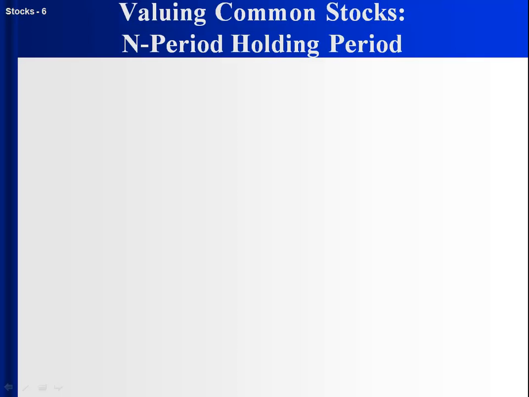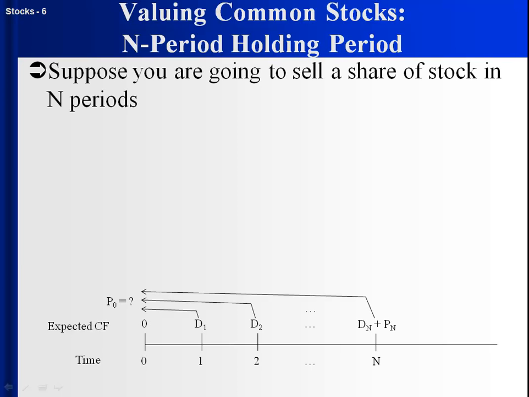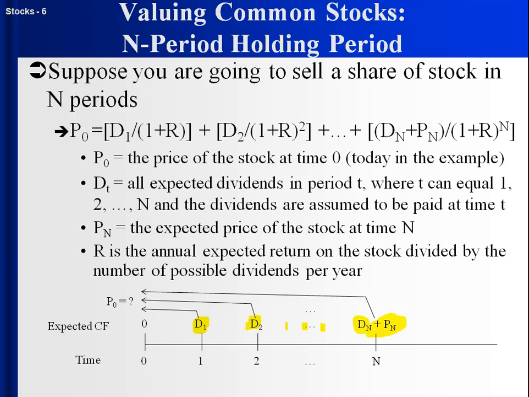So let's look more generally at an N period holding period. Suppose we're going to sell it in N periods, any number of periods. Then what's the price of the stock? It's just the present value of all the dividends up until the point that we sell. And we get that last dividend in the morning, sell the stock in the afternoon, get its price, and take the present value of all those, and that's the price of the stock. And again, the discount rate is just the annual rate divided by the number of dividends per year.